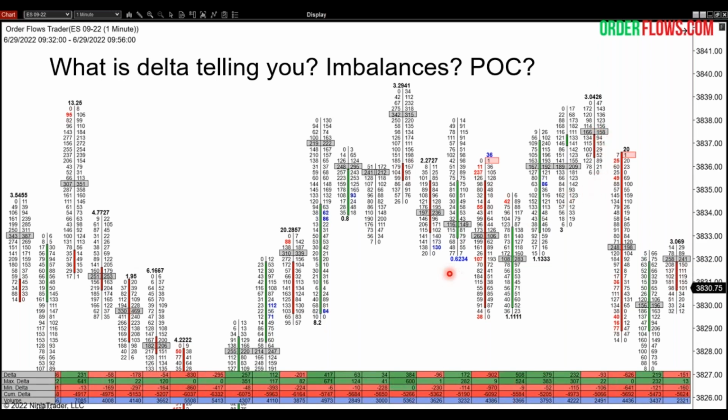What's point of control doing? Well, here you can see they're moving lower. You get these two side by side. This one obviously pops up a little bit, and then it just drops back down.